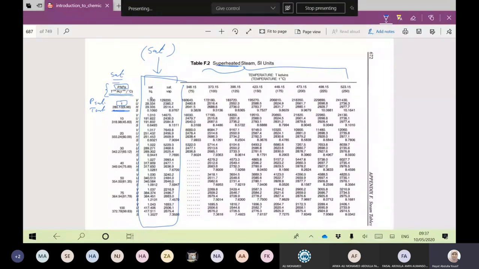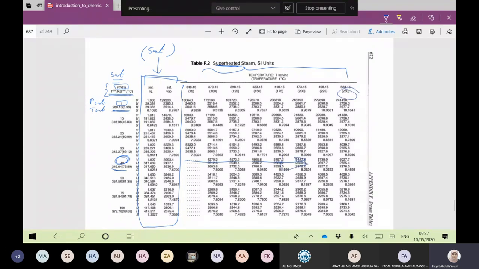But if it is superheated, then definitely, for example, if the pressure is 40 kilopascal, then the temperature will be above the saturated condition. For example, I may give you that the temperature is, let's say, 250 degrees C. Where can I find it? It's not in the first two columns, but it's after that. So at 40 kilopascal, I have to go horizontally and see where is 250 degrees C.